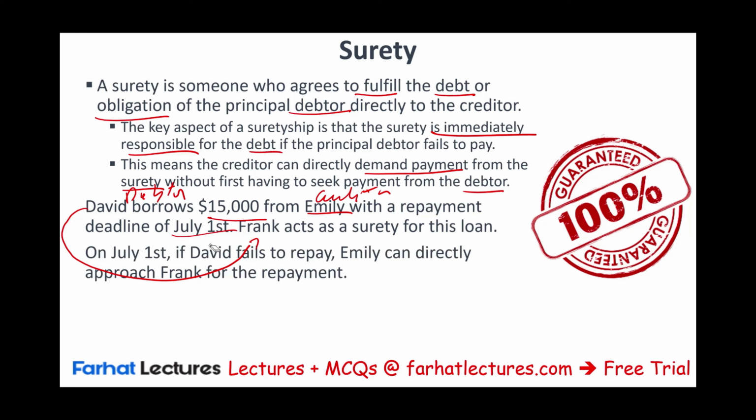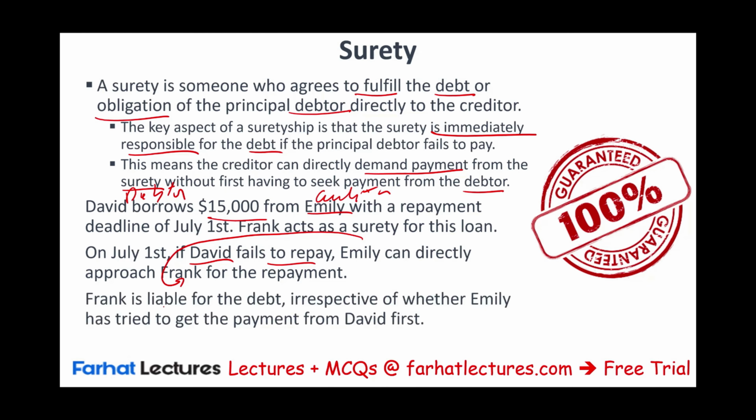On July 1st, when the loan is due, David doesn't pay the loan because he doesn't have money to pay, fails to repay. Emily will go directly to Frank and say, look, you co-signed this loan, pay me. Frank is liable for the debt, irrespective of whether Emily tried to collect the money from David first. So Emily can go directly to Frank and ask him for payment. It doesn't even have to go to David. Whether David pays or not, that's not Emily's problem.